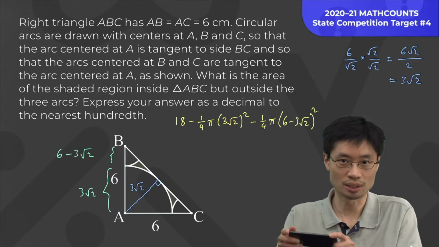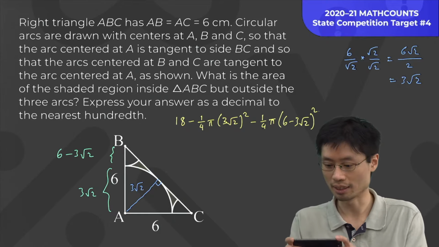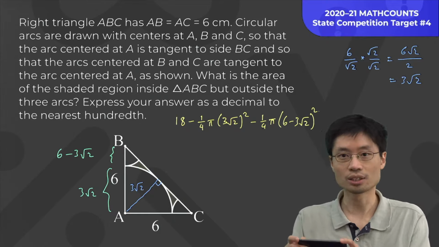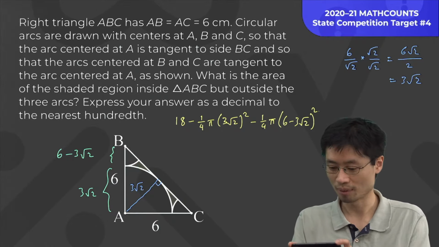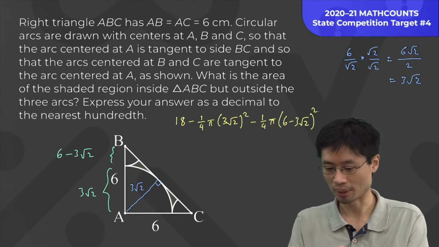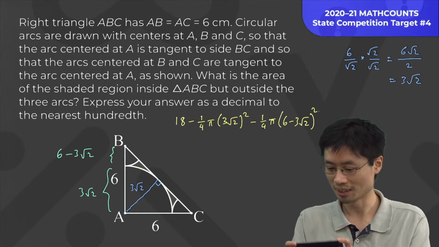I'm actually going to just simplify. That's going to be 9 times 2, which is 18. Okay. And I need to continue to subtract something. Minus another pi divided by 4, pi divided by 4 times, and then I'll do an open parentheses. I need to do 6 minus 3 root 2. 6 minus 3 times the square root of 2.